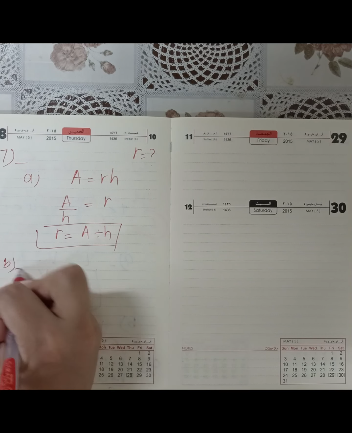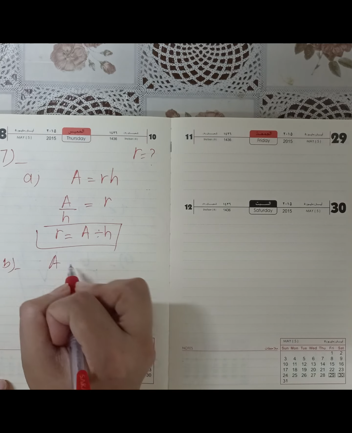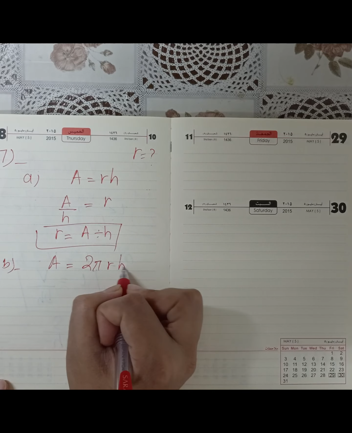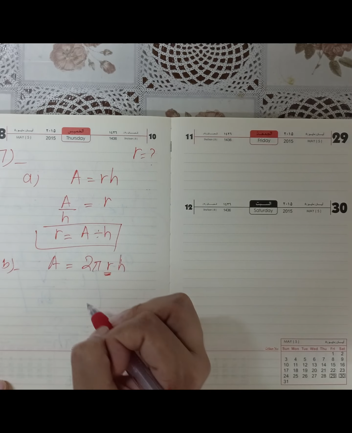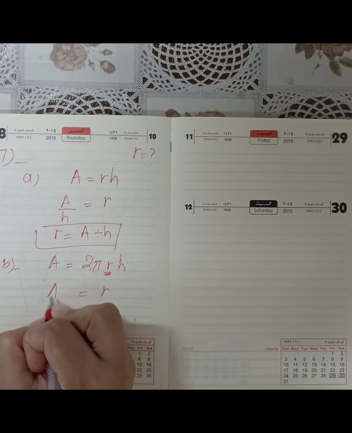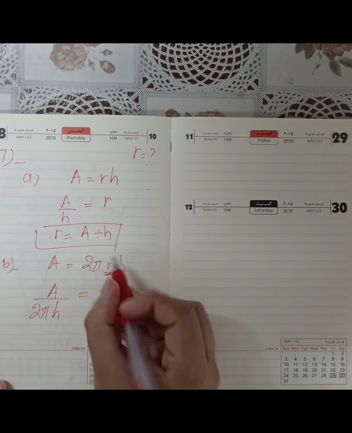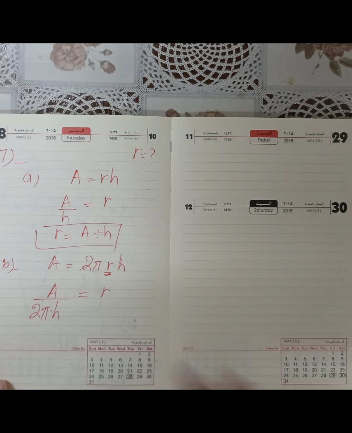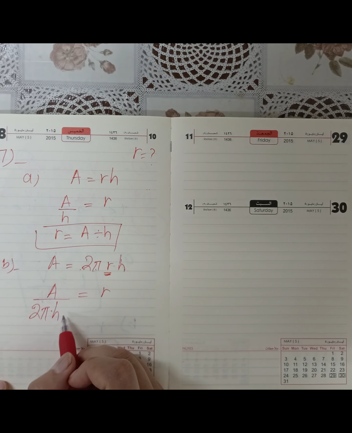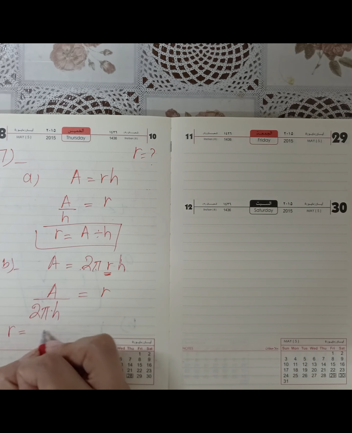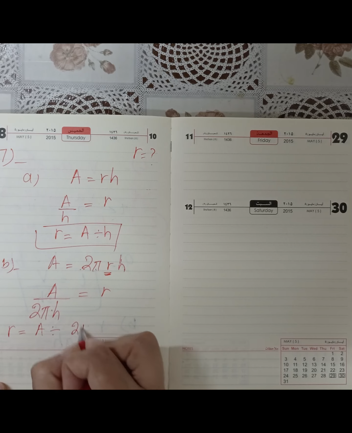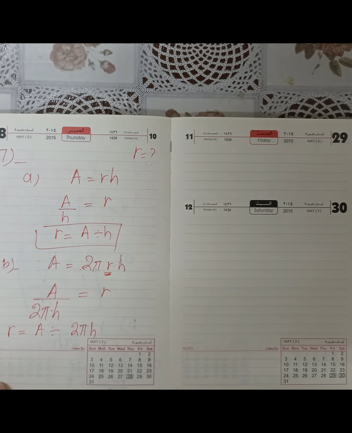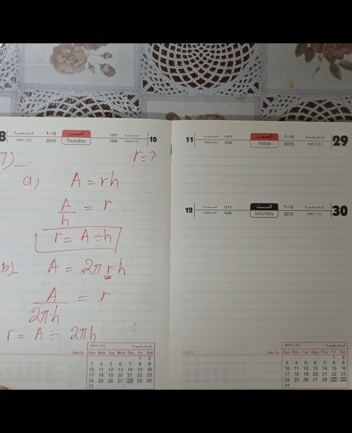Okay, and in part B, A equals 2 pi R H. We have to find out R as a subject. So R will be A divided by 2 pi H. The 2 pi H that is being multiplied here will divide on the other side. And this is the reverse machine basically. So R equals A divided by 2 pi H. This is the same thing. Or you can draw your function machine. If you're not understanding this way, you can do it with the function machine too.